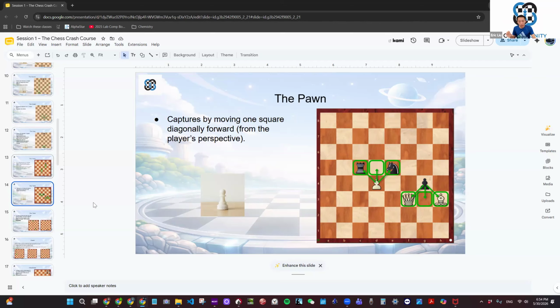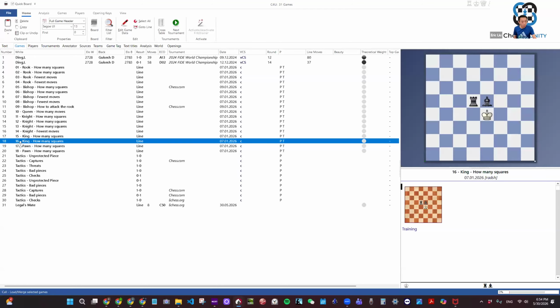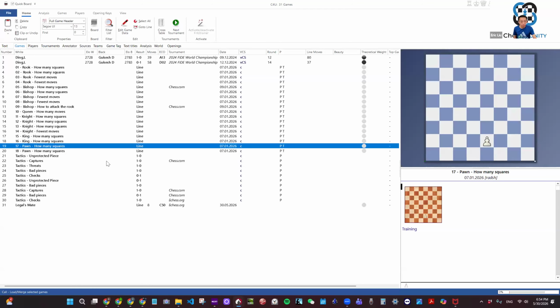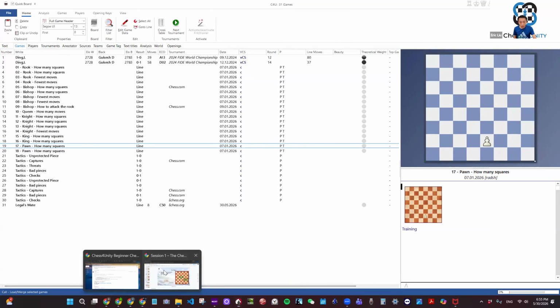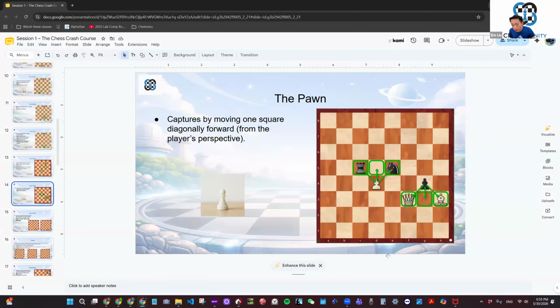Okay, let me see if I have any examples of that. Okay, let's go back to this. We have a pawn on d4. Now it can move 1 square forward to d5, right? But since it's not on its starting square, the pawn on d4 is not on its starting square, it cannot move 2 squares forward.